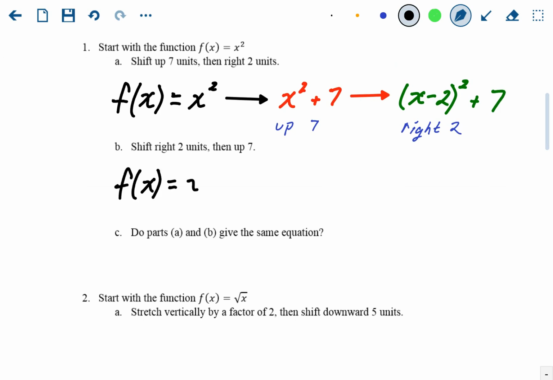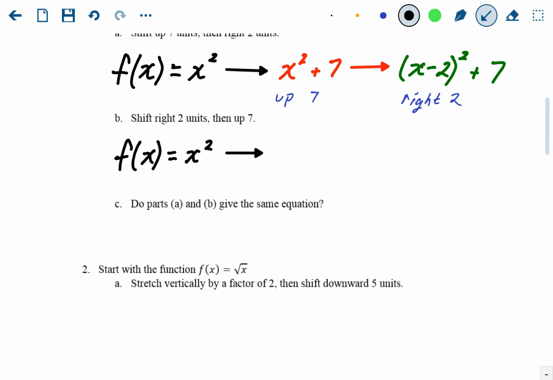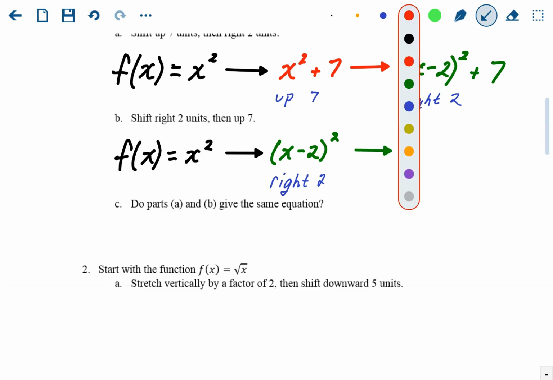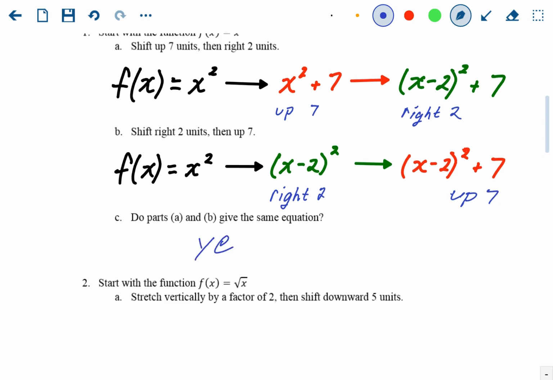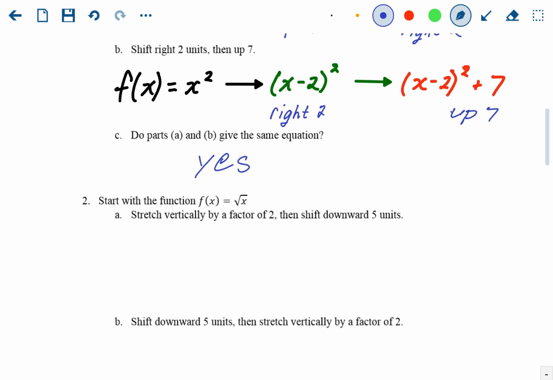This next one's flipped the order. This one we're going right 2 units and then up 7 to see if that affects our final answer. So right 2 units first, we're going to have to do the minus 2 inside the function. And then up 7 units will be the plus 7 outside of the function. And we're going to compare, see if we get the same thing. And it's pretty clear that nothing changed. It didn't matter if we went up and then right, or if we went right and then up. So parts A and B gave us the same equation. So far, order doesn't matter.